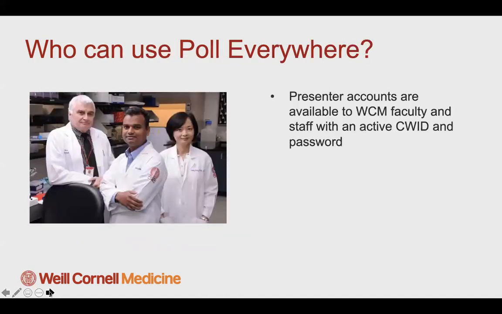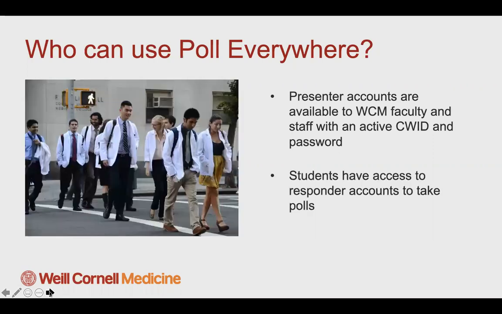So who can use it? Basically, there's two types of accounts. One is the presenter account, which probably matches what most people here are able to access. It's available to all faculty and staff with an active CWID and password at Weill Cornell. And basically, you're just going to go to the Poll Everywhere site, which I'll show you in a little bit, and just type in your WCM email, and then it'll direct you to our web login that you've seen for basically every web-based service that we offer. Students can take polls with a responder account, but they can't necessarily create them. So those are the two types of accounts that we offer at Weill Cornell.